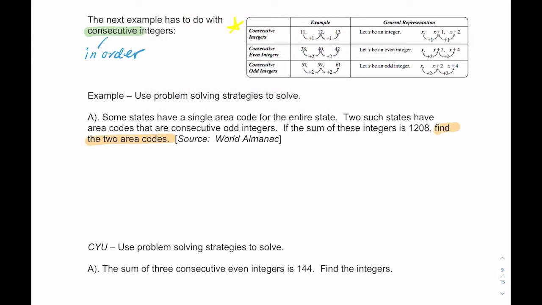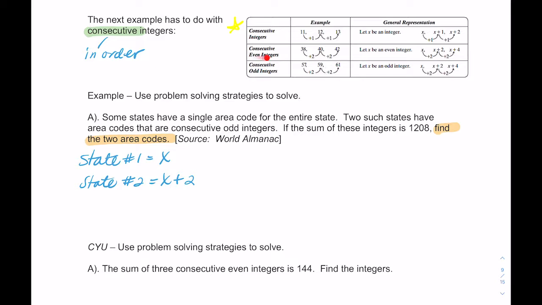Okay, so we've got 2 states. I'll call it state number 1 and state number 2. They tell us that their area codes are consecutive odd integers. So I don't know what the first odd integer is, so we're just going to call that x. How do I go to my next odd integer? I take whatever x is and I add 2 to it, right? So consecutive odd, your first integer is x, your next one is x plus 2. If it asked me for a third one, it would be x plus 4, okay, and so on.